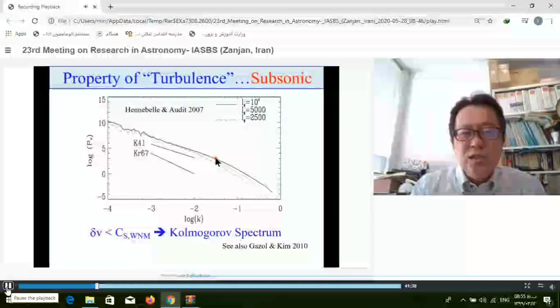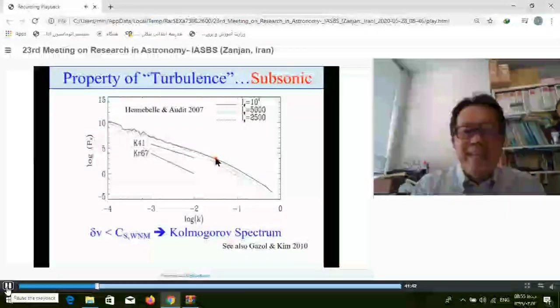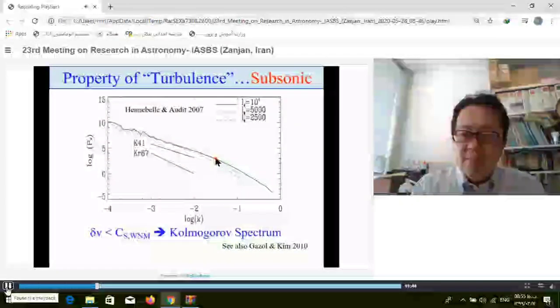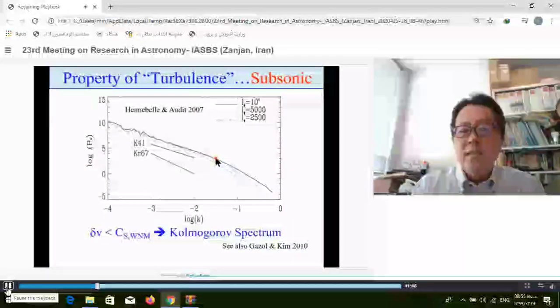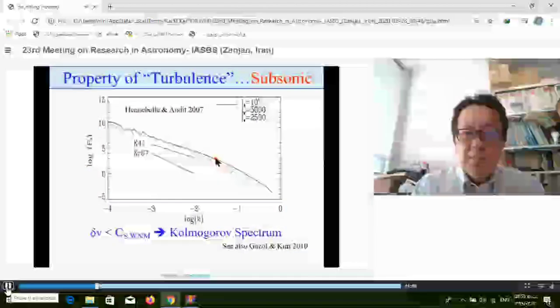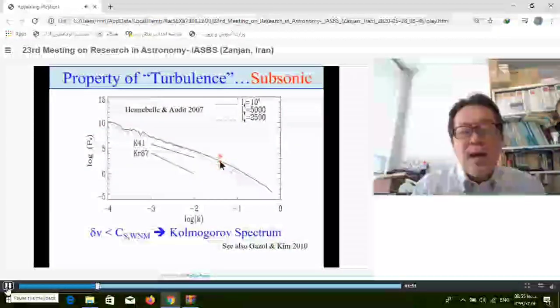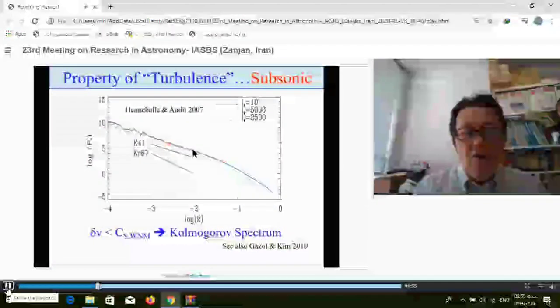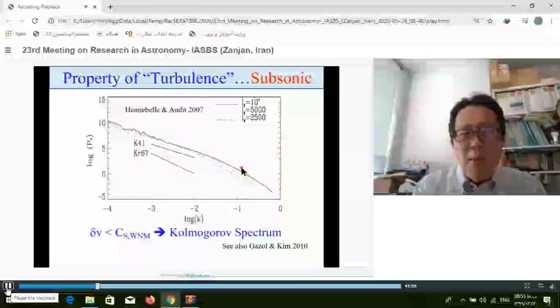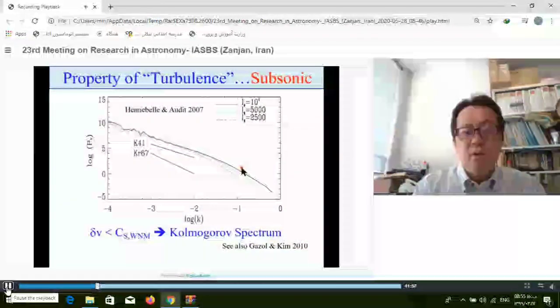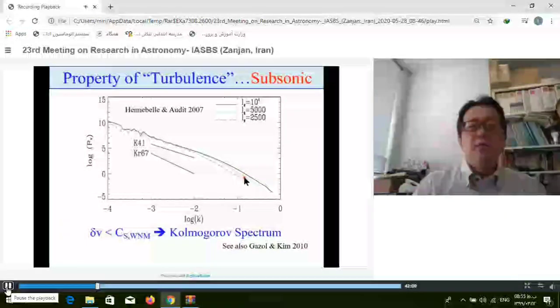This looks supersonic with respect to the sound speed of the dense cold medium, but it is subsonic with respect to the interclump medium. Therefore, the actual scaling law follows incompressible Kolmogorov turbulence. Okay, so let's move on.